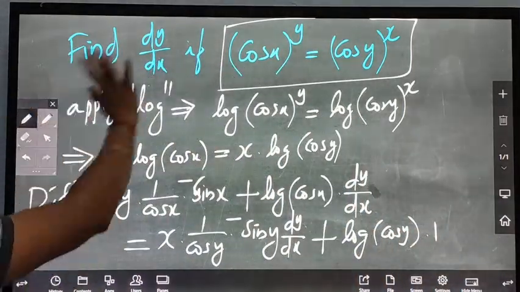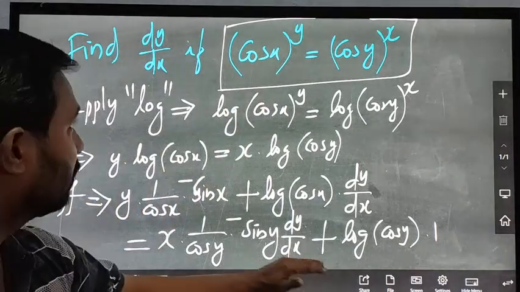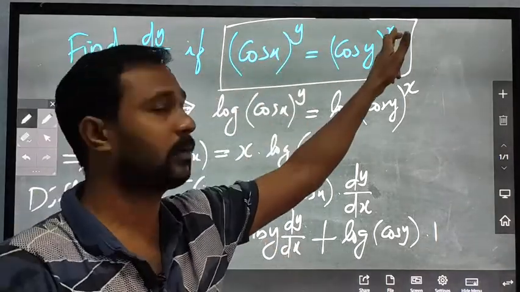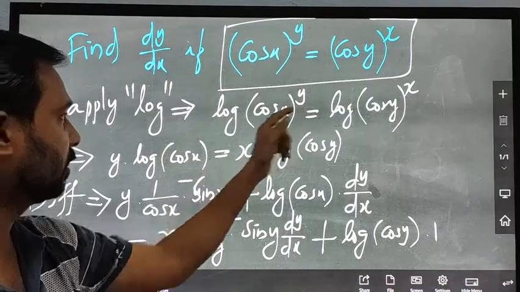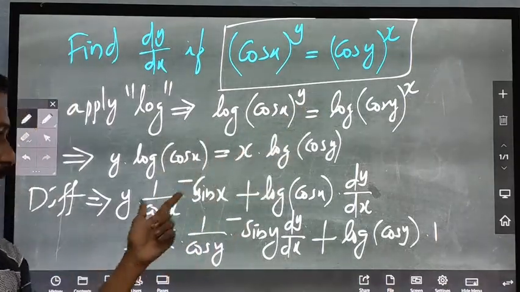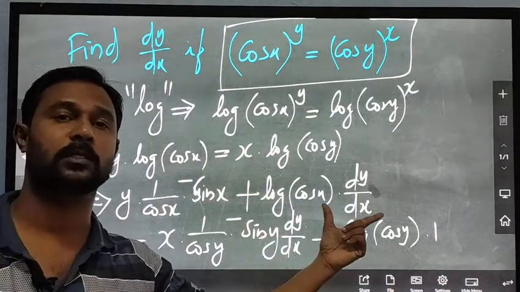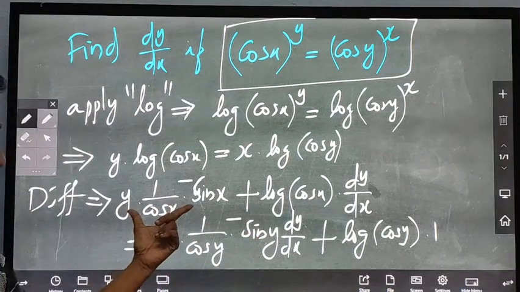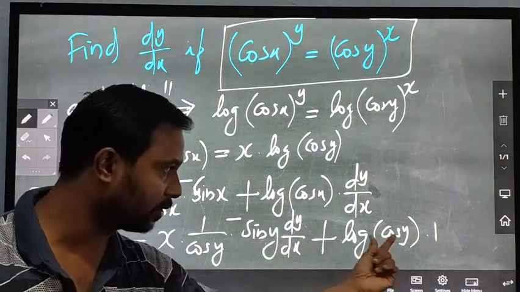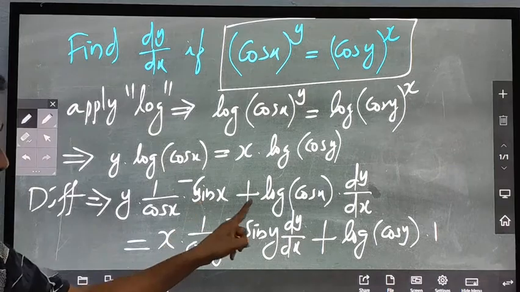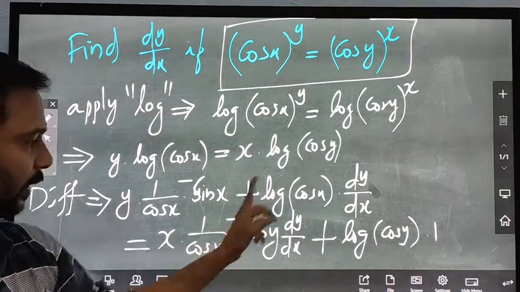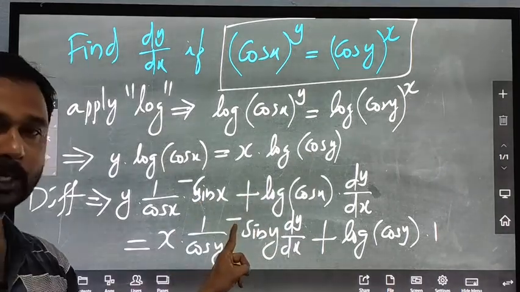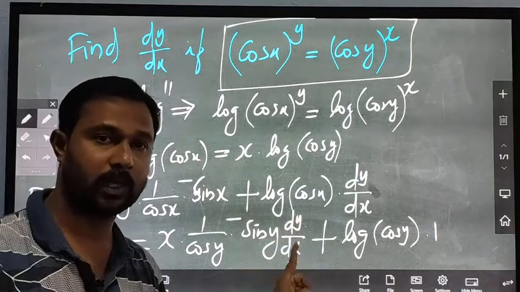Once again, up to this step, given this one, both are power functions. We are applying log on both sides. After applying log, you differentiate both sides with respect to x. So here, product rule along with the chain rule, and implicit differentiation again. That of log of cos y, 1 by cos y, derivative of cos y is minus sin y, that of y, dy by dx.